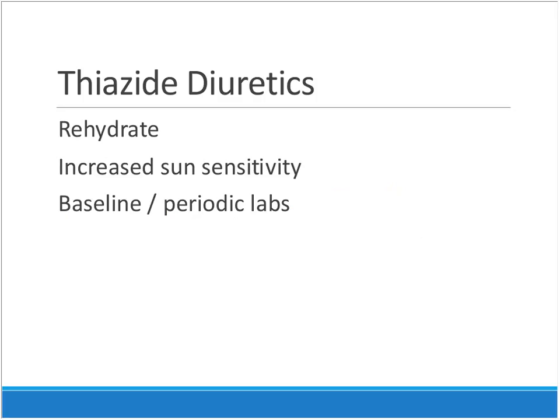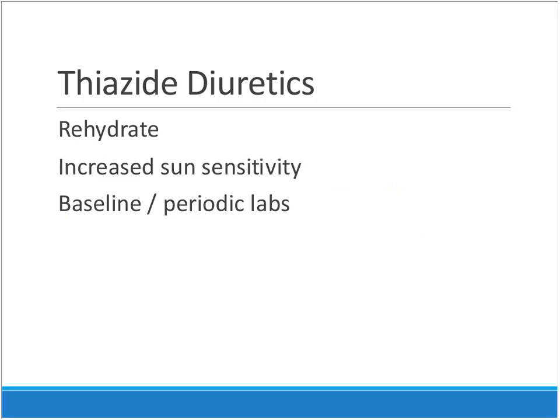So important considerations for thiazide diuretics are, first and foremost, rehydrate. These medications are actively removing water from the body, and this does need to be replaced quite frequently. And also increased sun sensitivity. So, you know, we're in the summer months right now, and we're trying to encourage patients to be more active and get outside and lose weight, and now we're planning on giving them a medication that's going to cause them to get a sunburn more easily.